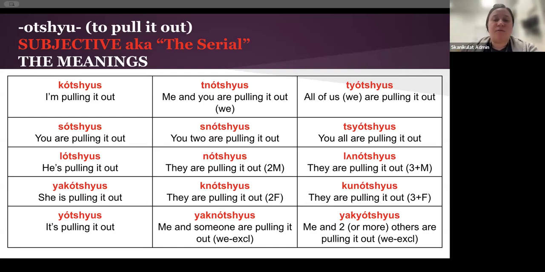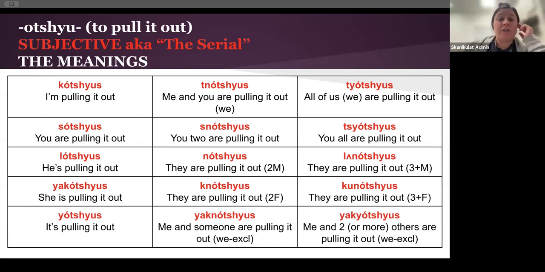Gnochus, they're pulling it out, the two females. Yagnochus, me and somebody are pulling it out. Diochus, all of us are pulling it out. Jochus, you all are pulling it out. Lanochus, they are pulling it out. Gunochus, they are pulling it out, the three or more females. And then we have Yagyochus, me and two or more others are pulling it out.